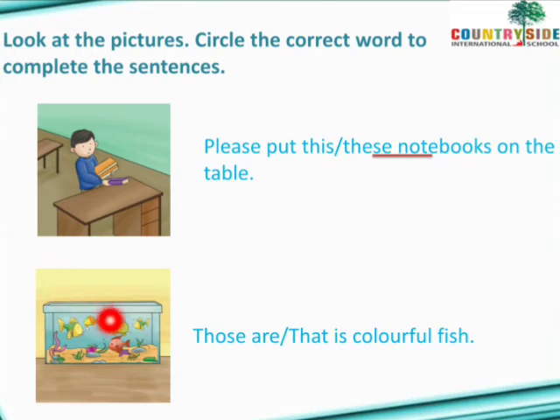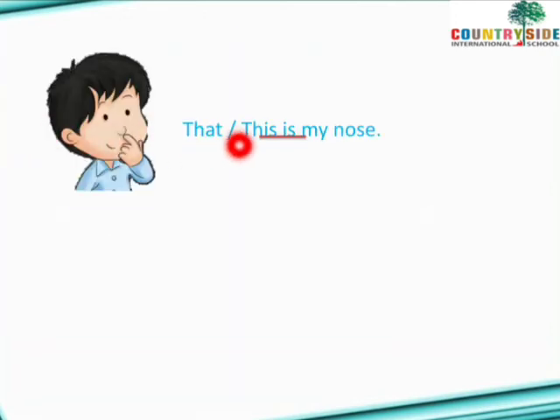Now second one is, those are, that is colorful fish. So now how many fishes are there? More than one. And it is far away from you. Yes. So those are colorful fish. So we are underlining the word those. Then is that, this is my nose. So the nose is near to the boy. He is pointing out his own nose. So this is my nose. So the answer is this.